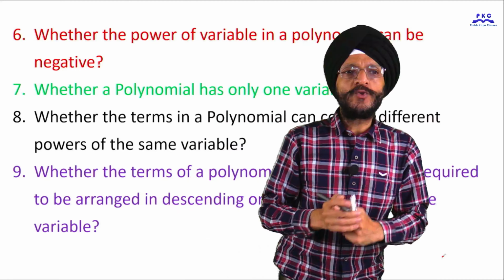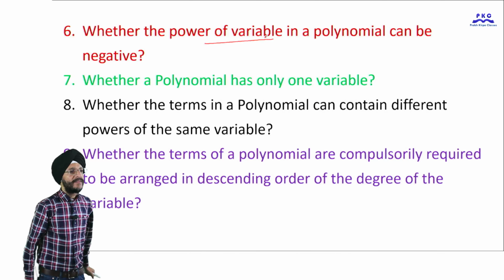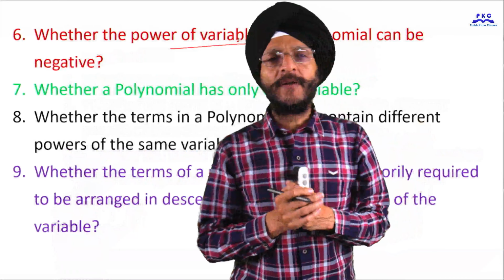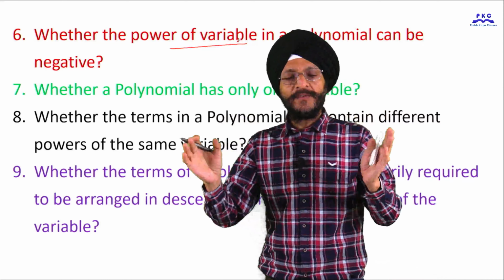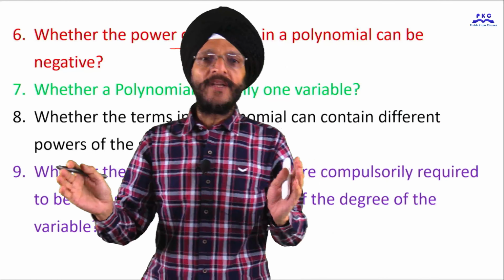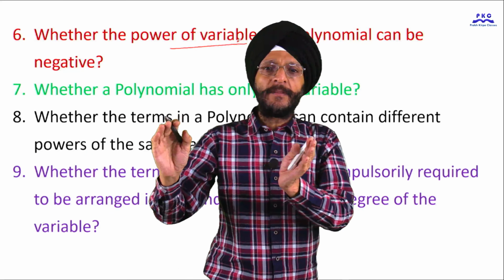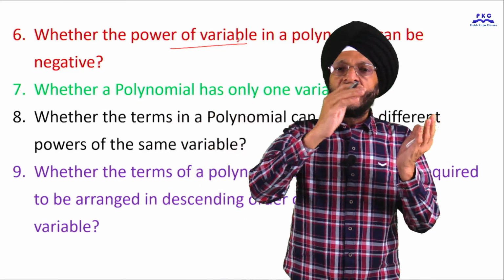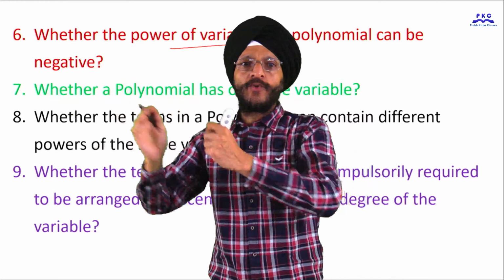The students will also understand that the power of the variable in a polynomial cannot be negative. The power of the variable in a polynomial has to be either 0 or positive whole number, that is it can be anything such as 0, 1, 2, 3 and so on.